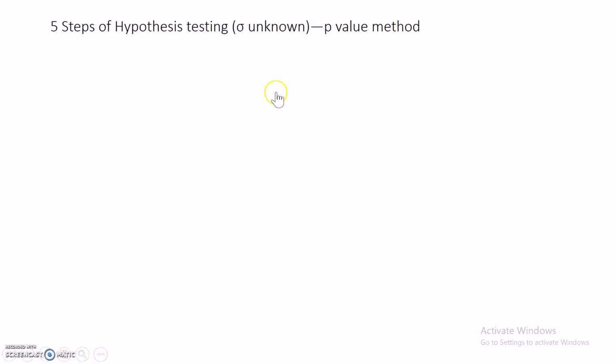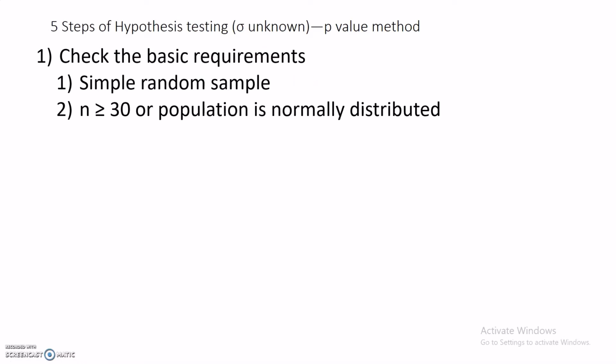After discussing why sigma is unknown and in which situation it will be unknown, let's see what the steps are. In the first step, we check the basic requirements, and we have two requirements. Number one, we have to have a simple random sample. These two conditions look familiar, right? Number two, either the sample size is greater than 30 or the population is normally distributed.